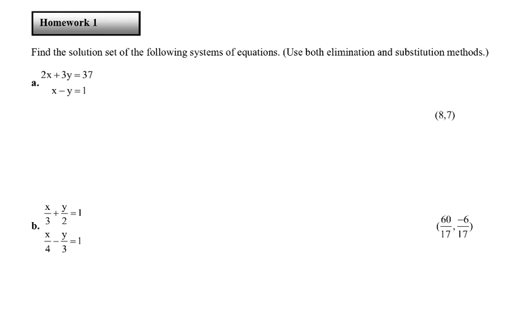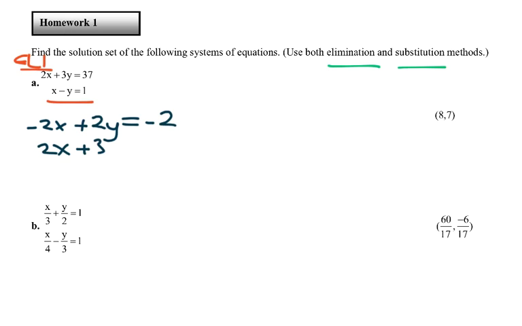Homework 1, now we're going to solve these systems of equations using the elimination method and then the substitution method. So in the first one, if we start off using the elimination method, we're going to multiply this second equation by minus 2. So minus 2x plus 2y is equal to minus 2.